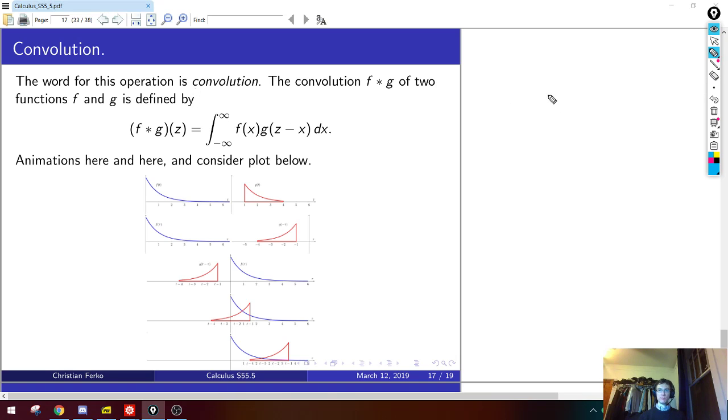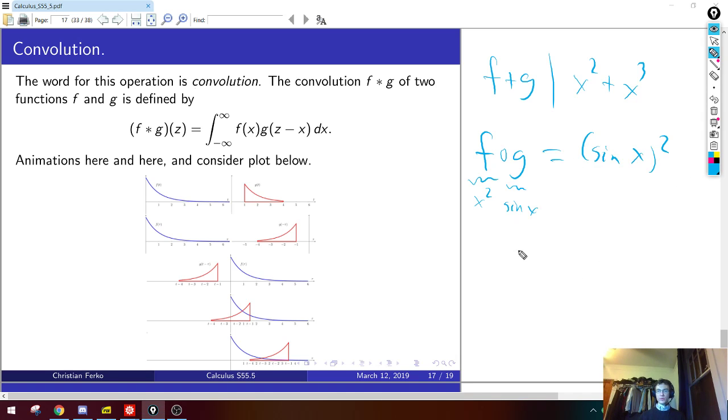So you have now learned many ways of combining two functions to get another function, right? You could take two functions and add them, like f plus g, like x squared plus x cubed. You add them together and get a new function. You can compose them, f composed with g, if f is x squared and g is sine of x, you get sine of x quantity squared. That's another way to combine two functions and get a new function. Now you know of a new way to combine two functions and get a third one, which is called the convolution.